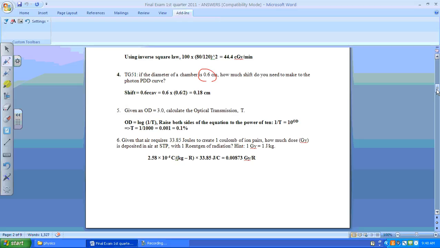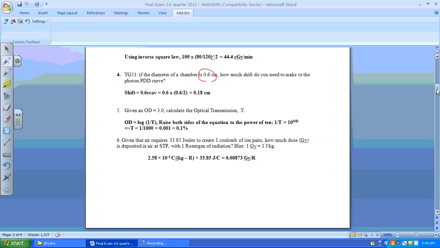So we can raise both sides of the equation because we want to isolate the transmission. That's what you're solving for. Raise both sides of the equation to the power of 10. Okay. So 10 to the log is just the argument, and then 10 to the OD is the other side of the equation. Then solve for t, and t is 0.1%.